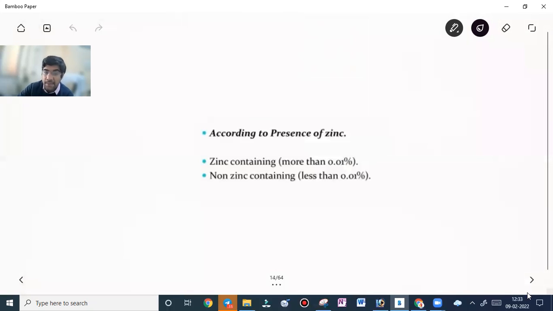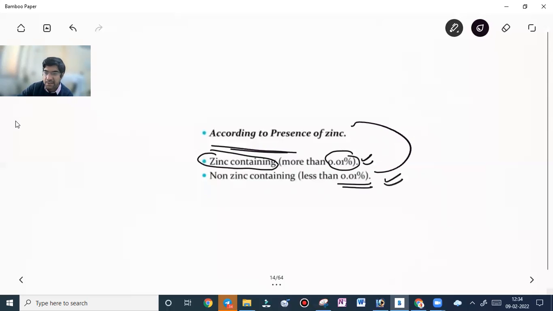Another MCQ that can be asked is about the presence of zinc. A zinc-containing alloy has a zinc concentration of more than 0.01%. This was another question in your entrance exam. The non-zinc alloy contains less than 0.01% zinc. So what would be the concentration of non-zinc? It would be less than 0.01%, whereas zinc-containing would have a zinc concentration of more than 0.01%.